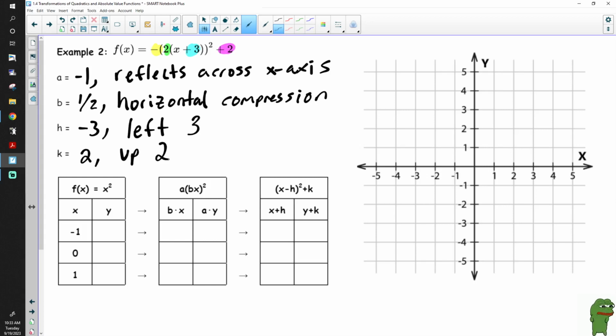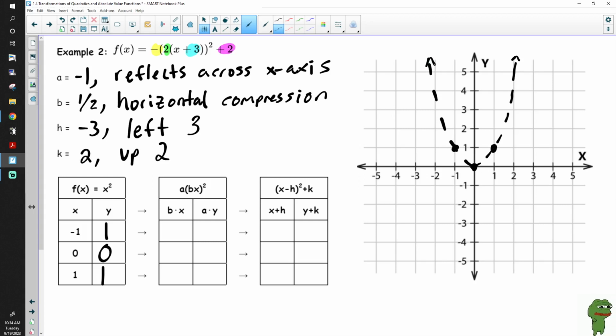We need to start with our parent functions. Help me fill out the parent function values. What happens when I plug in -1 into x squared? 1. When I plug in 0. When I plug in 1. 1. 1 times 1. Okay, so here's our start. We plot (-1, 1), (0, 0), (1, 1). I like to just do a dotted line because this is just my start. Okay, so that's what it starts looking like.